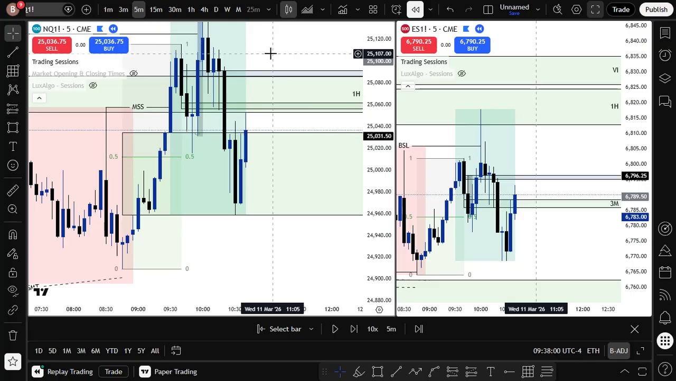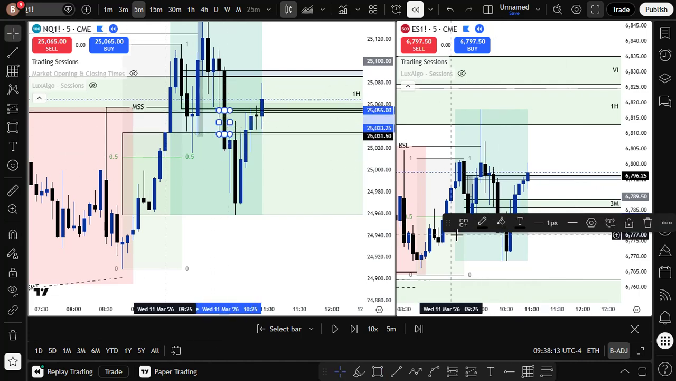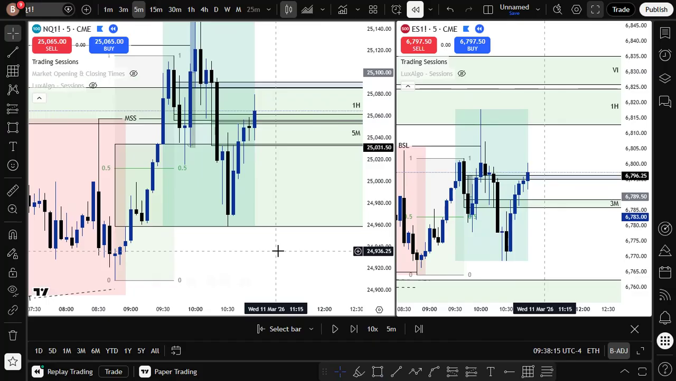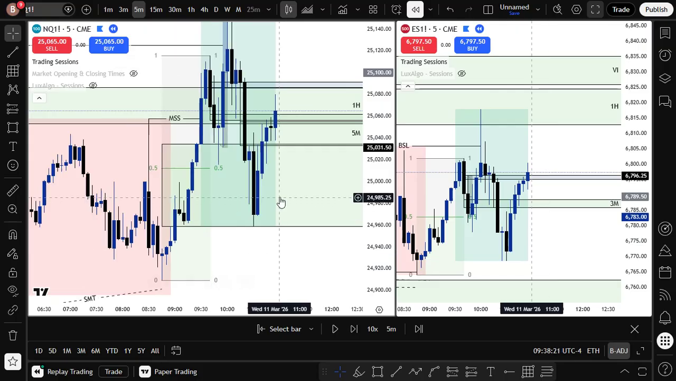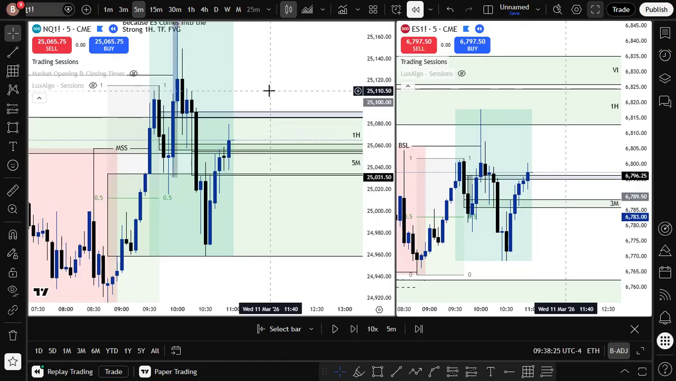If I want to enter short, still respecting. Not respecting anymore. 5 minutes inverted on both pairs. Okay, so now what do I need to enter? I think I'd like to see this hourly being inverted again.